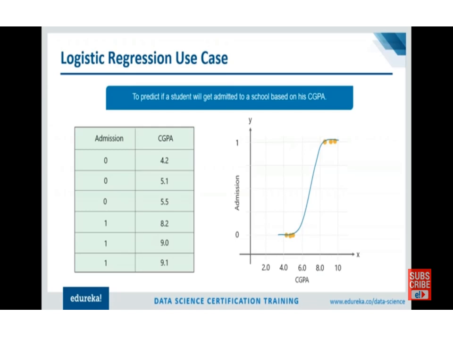So look at this particular example. In this example, there are two columns. One is admission and second is CGPA. If your CGPA is less than or equal to 5.5, then you are not going to get the admission. It means 0. And if it is above this, then there is a probability that you are going to get the admission. So if we plot this in a graph, we will see the relationship between CGPA and admission, and we will get an S-shaped curve.